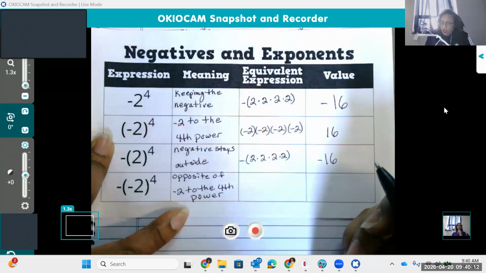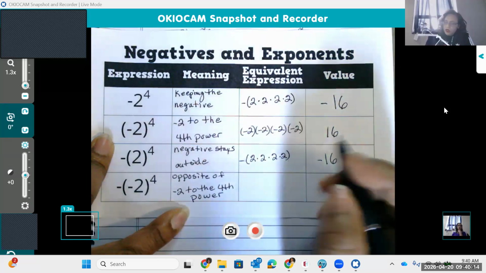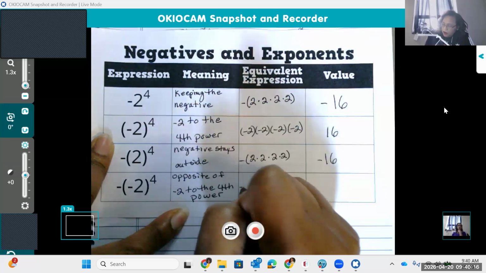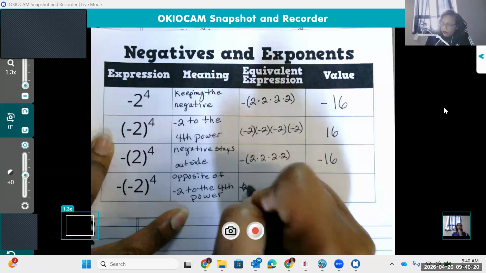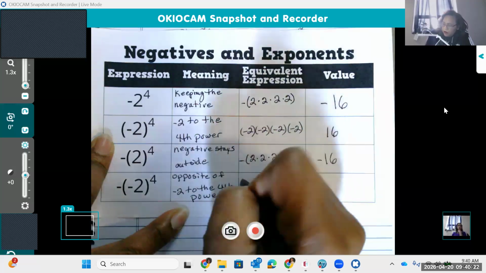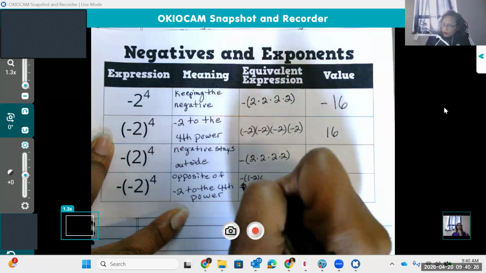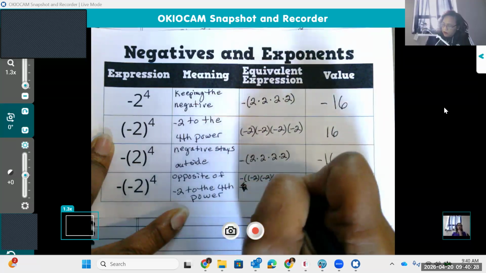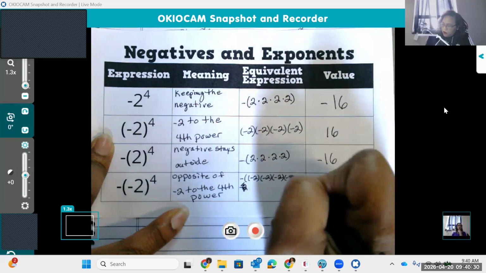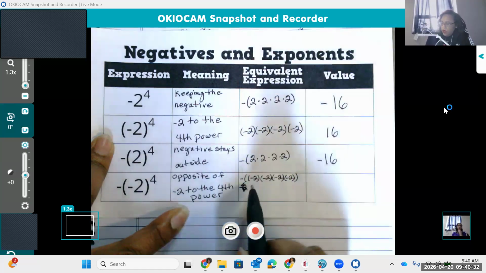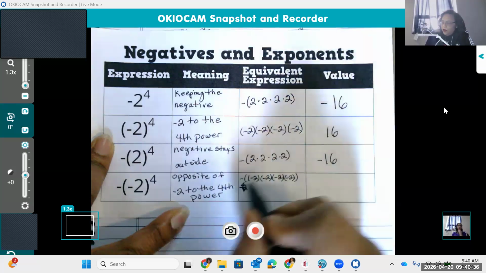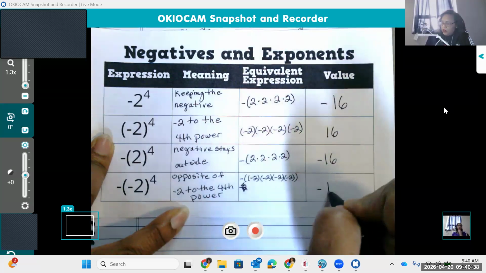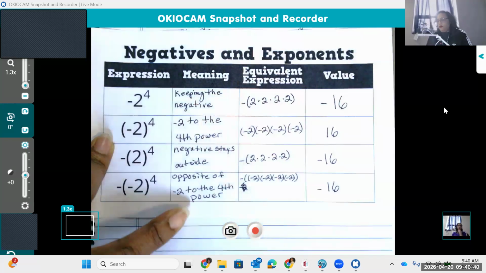Opposite of -2 to the 4th power. Okay, I did that wrong. Let me scratch that out. Negative of a -2 times a -2 times a -2 times a -2. So inside is going to make that positive, but the negative is on the outside, so it's also negative.